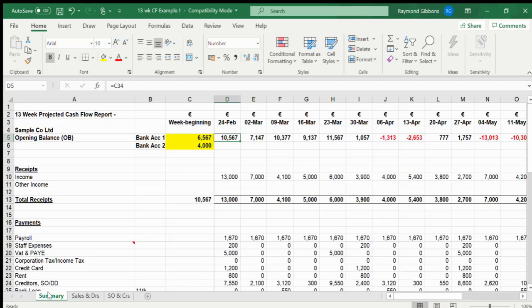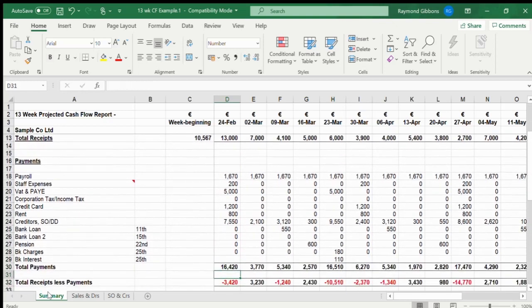So let's examine the cash flow of Sample Company in a little bit more detail. As we scroll down through the cash flow, we'll come to a line that shows you total receipts less payments. And what this is telling us is if we actually spent more than what we took in on a given week.